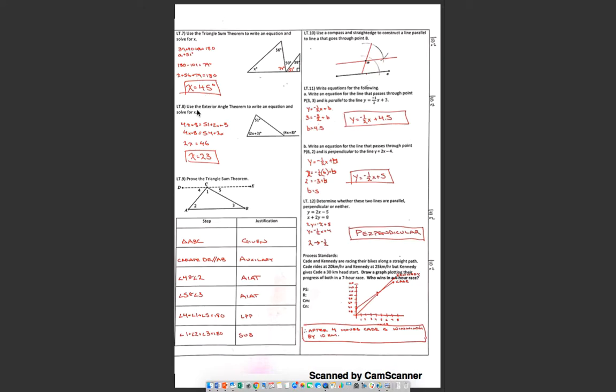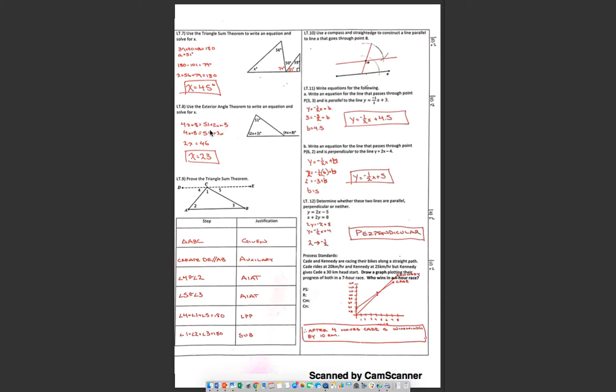Learning target 8 is using the exterior angle theorem. Well, the exterior angle theorem says that the exterior angle, in this case 4x plus 8, is equal to the sum of the two remote interior angles. That would be these two right here. And so I'm going to take the 4x plus 8. That's equal to 51 plus 2x plus 3.